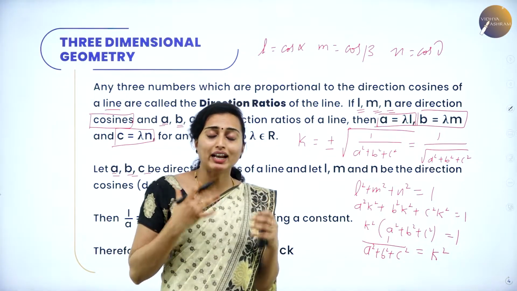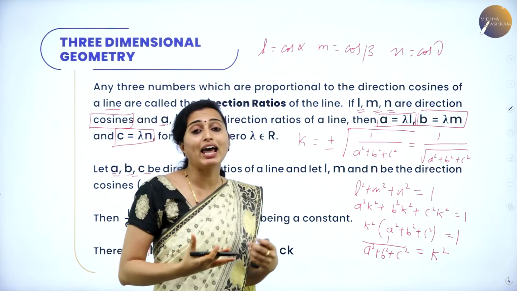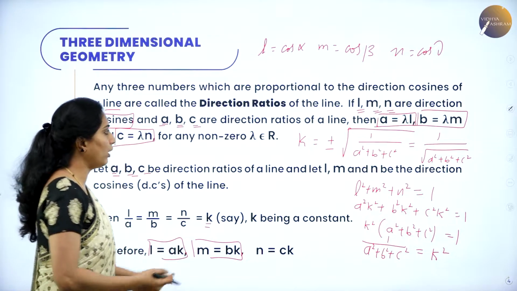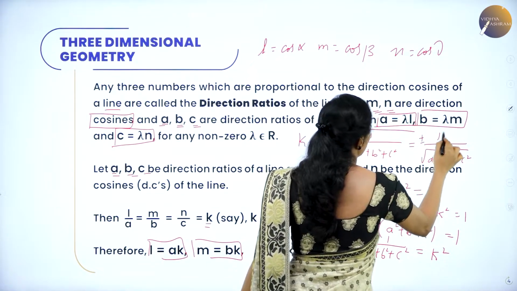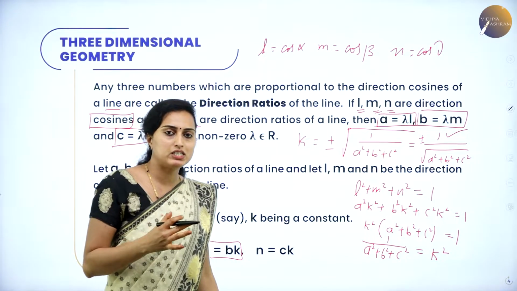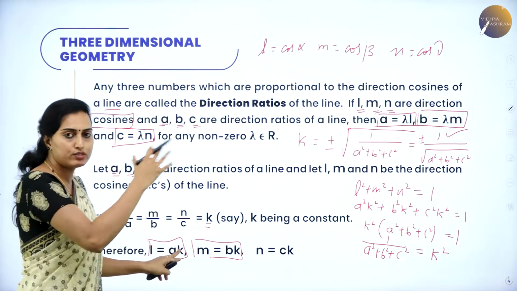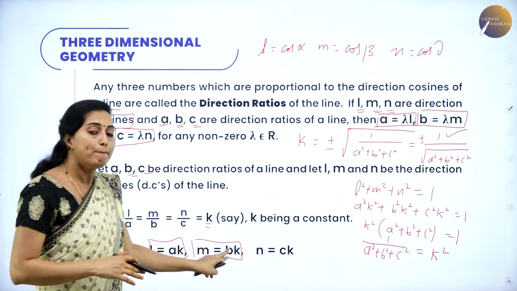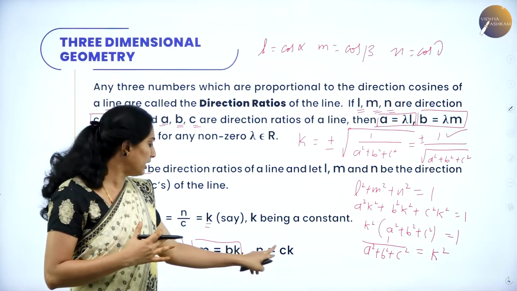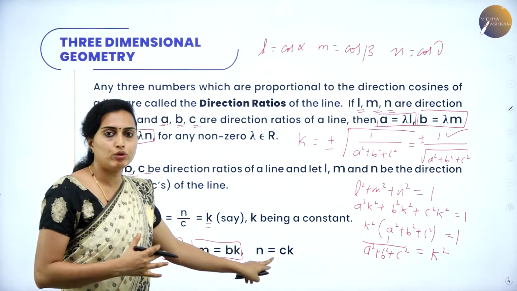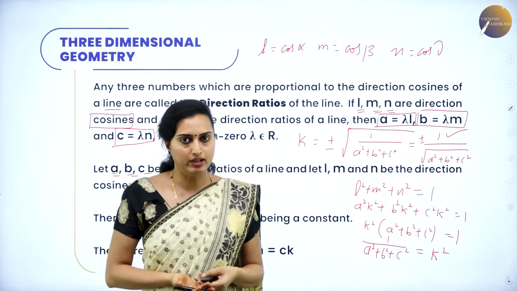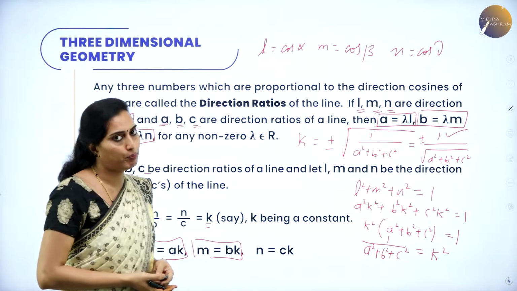So when the direction ratios are given, how do we calculate the direction cosines? You take the value of k, which is plus or minus 1 divided by the square root of a squared plus b squared plus c squared, along with a, because k gives you that value. Similarly, m is equal to b divided by the square root of a squared plus b squared plus c squared, and n is c divided by the square root of a squared plus b squared plus c squared, along with the plus or minus symbol. Understood? So this is very important.